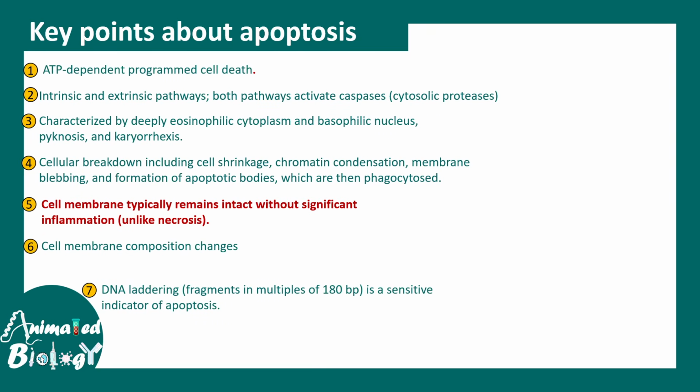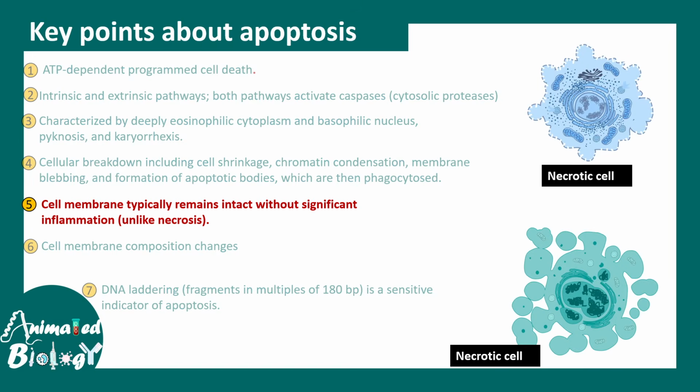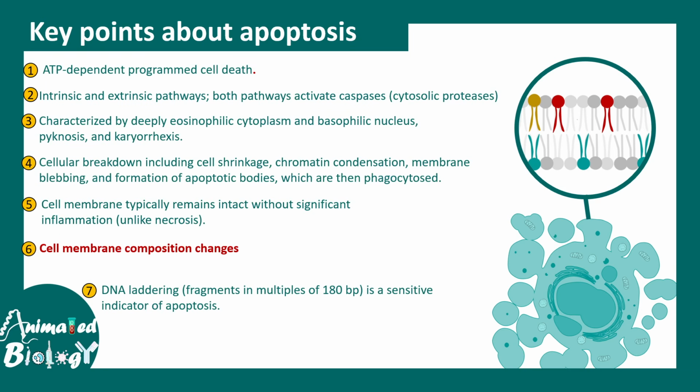Anyway, the cell membrane in case of an apoptotic cell remains pretty intact, whereas in a necrotic cell, cell membrane integrity is compromised. But in apoptosis, cell membrane composition changes, most notably phosphatidylserine, which remains in the inner leaflet of the normal viable cell, moves to the outer side when the cell is undergoing apoptosis, and that's a hallmark feature to distinguish a normal cell versus an apoptotic cell. Even if the cell is in an early apoptotic stage, it can be distinguished like this.